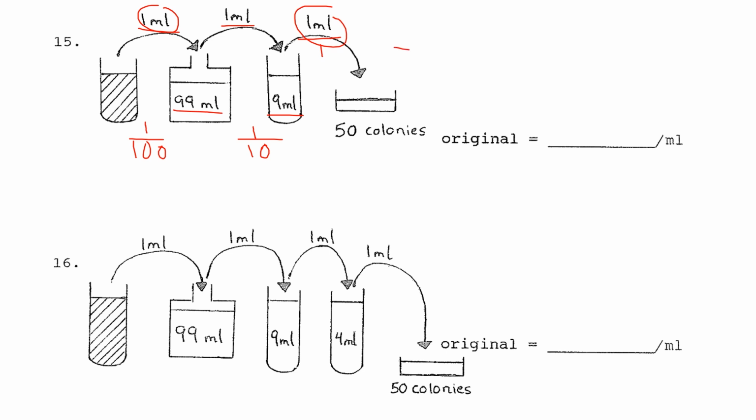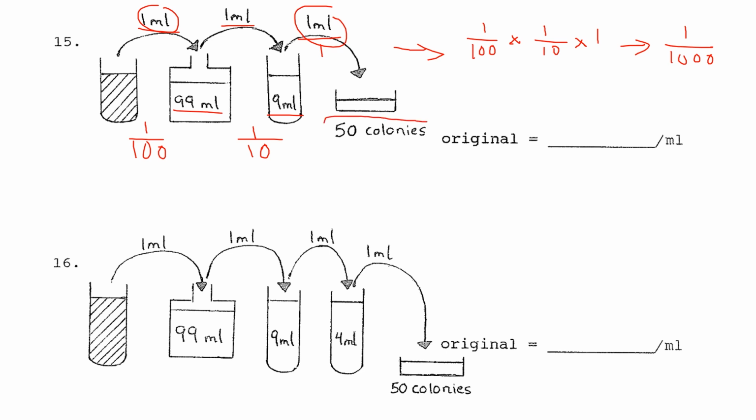So our total dilutions are 1 over 100 times 1 over 10 times 1, right? And so the final dilution is 1 over 1,000, right? And so what this problem actually wants you to do is calculate the original CFU per mil, right? So colony forming units per mil, right?